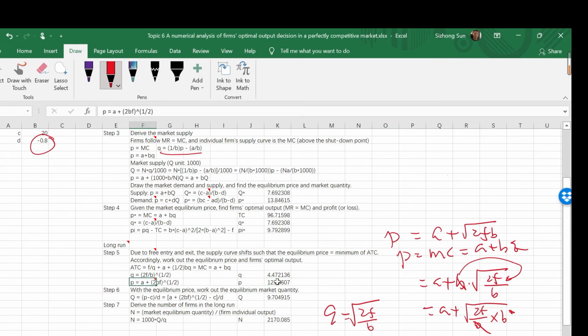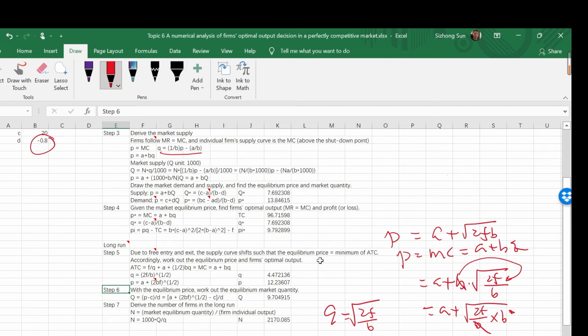And let's evaluate this at the corresponding values of A, B, and F. So we get 12.236. So that's the long-run price, equivalent price in the market. All right, that's step 5. Step 6, with the equivalent price, work out the equivalent market quantity.